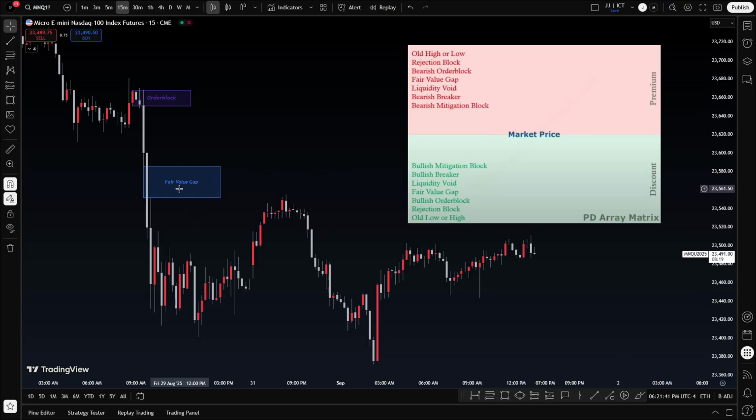So, think of it as that. Since the fair value gap is the stronger PD array, it's not going to take its time and go all the way up to this order block. It just doesn't make any sense. Price is going to go to the stronger and closer PD array and use that as a reference. Does it do that? Well, if we drag it over, yes, it does. It hits the fair value gap.